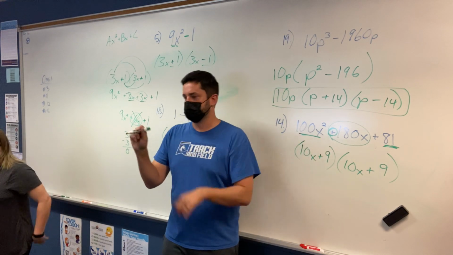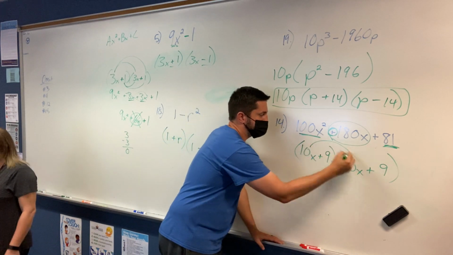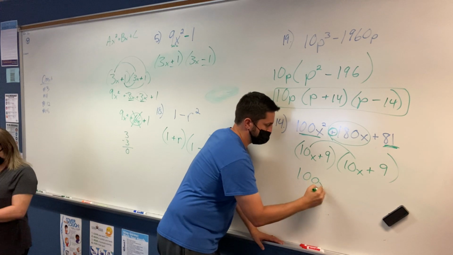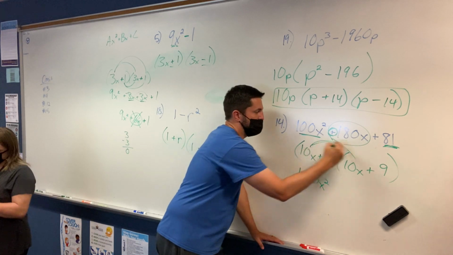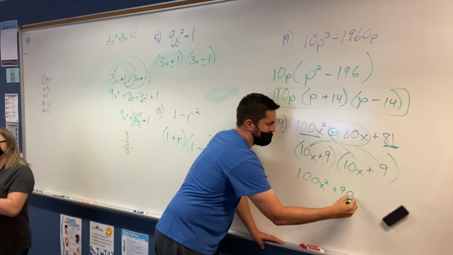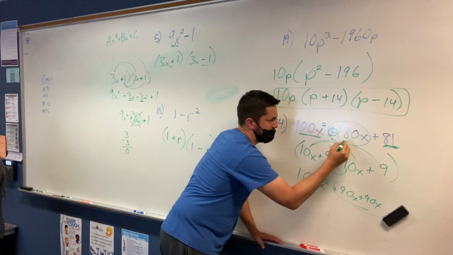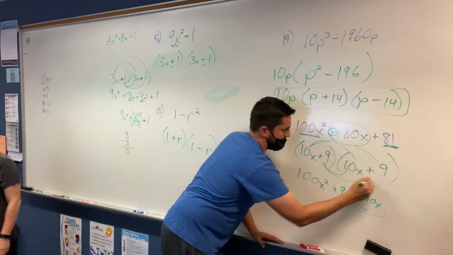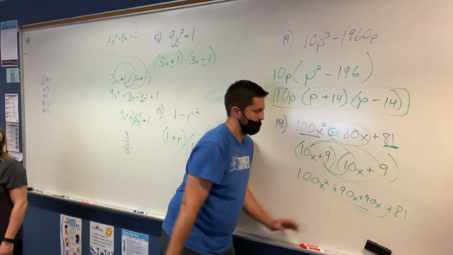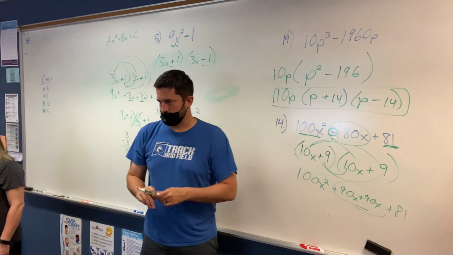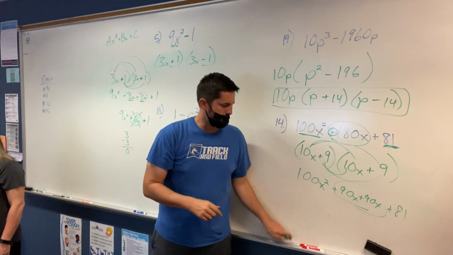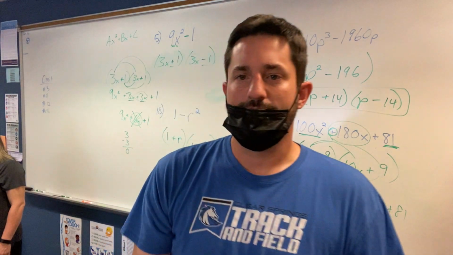Whenever I do this, that's the answer. So you're done there. To show you why, 10 times 10 is 100, x times x is x squared, followed by a plus 90x and another plus 90x, which is why you get that 180. And then you have your 9 times 9 is 81 for the full circle, okay? Boom, done. Special cases factoring advanced.